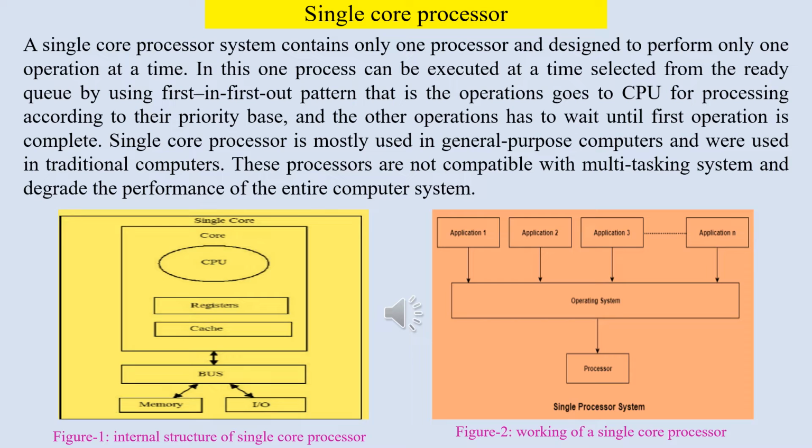In this, we can observe there are multiple applications as application 1, application 2 and subsequently application N, and they need to execute. But as the system contains a single processor, it can process only one process at a time in the order they appear, that is by using FIFO pattern.